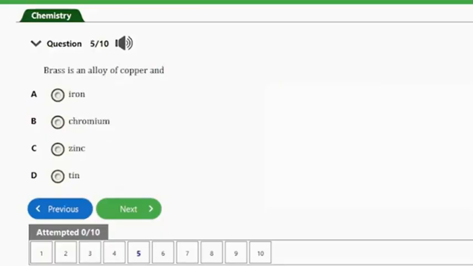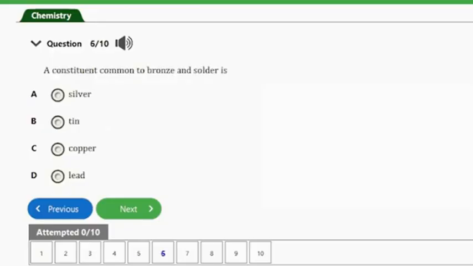Question number 5 here, it says, brass is an alloy of copper and A, iron; B, chromium; C, zinc; D, tin. We've answered this question before, and the answer to this question is zinc, and that's option C here. So let's consider the next question.